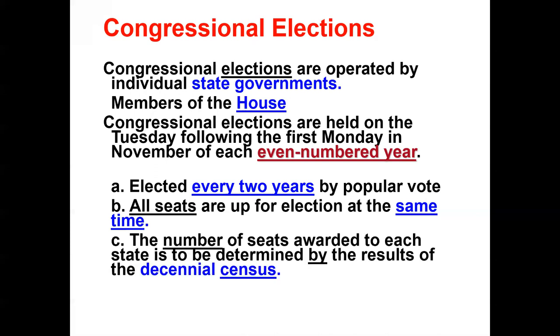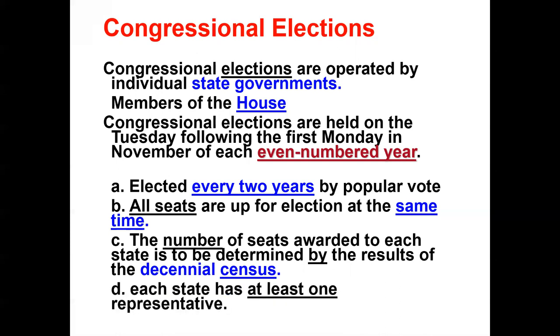The number of seats awarded to each state is determined by the result of the decennial census. Decennial means what? Anyone knows? I think it's 10. Very good. Every 10 years. Excellent. Decennial means every 10 years. Each state has at least one representative, regardless of population.